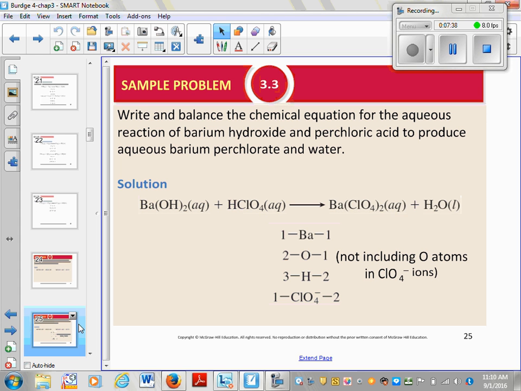A question. Why do you wait to do the hydrogen and oxygen for last? Just experience, it's usually easier because you usually have something like water, and it's easier to add a coefficient there. So after you get everything else balanced, just from experience, hydrogen and oxygen usually fall into place at the end.